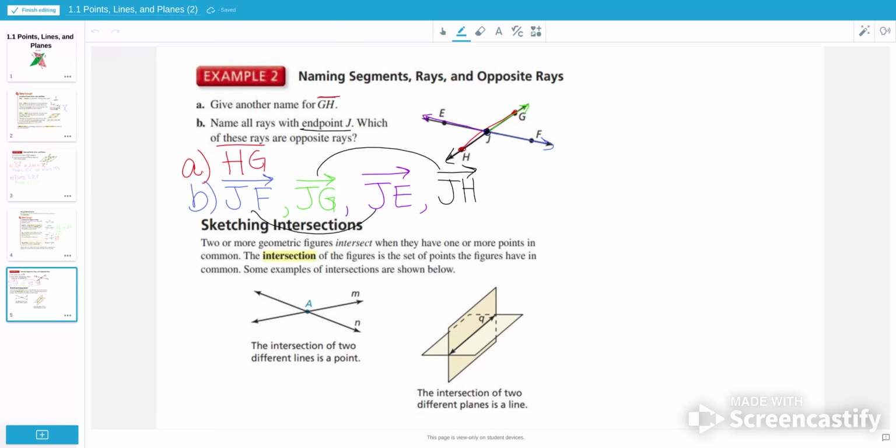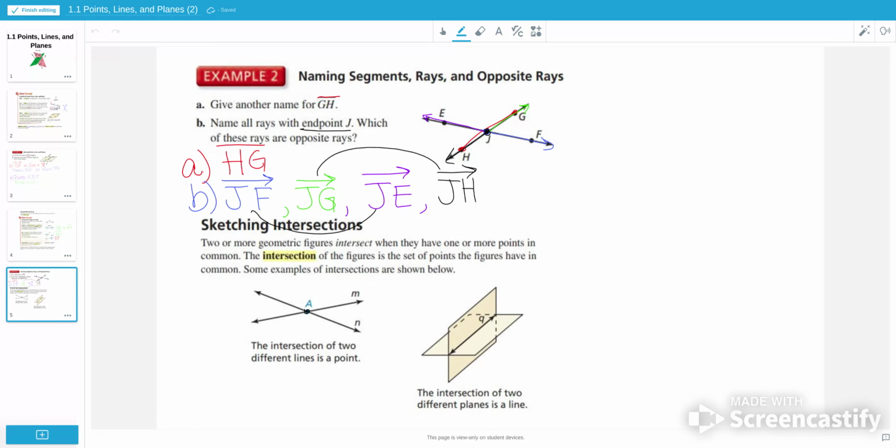The last part we're really just going to talk about in class, but sketching intersections. And so on Monday we are going to do some sketches in class on your desks. But two or more geometric figures intersect when they have one or more points in common. Again, you talked a lot in algebra about systems of equations, and so that was finding the point where those two lines intersect. So when two lines intersect, they intersect at one unique point. And so for this one it would be point A.